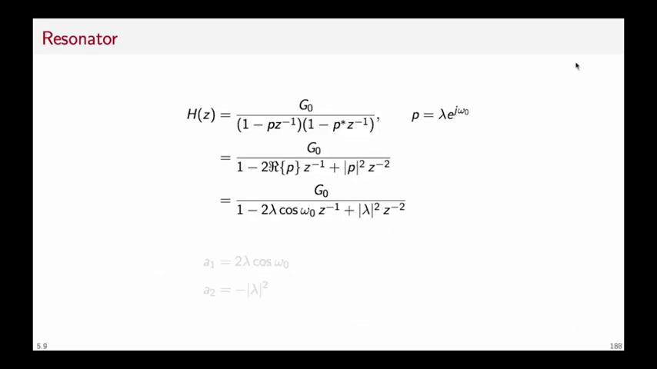Let's work a little bit on the transfer function. We start in factor form, and then we can work out the product to obtain this canonical form in which we can find the coefficients that we will have to use in the CCDE. So a1 is 2 times lambda cosine of omega 0, whereas a2 is minus the magnitude of lambda squared.